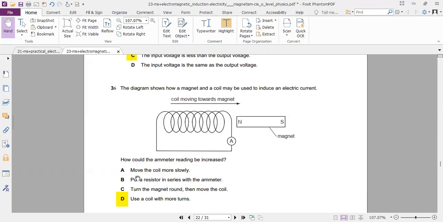Which of these will increase the reading on the ammeter? Let's go through all of them. Move the coil slowly, no. Put the resistor, no. Turn the magnet round, no. Use a coil with more turns, yes.